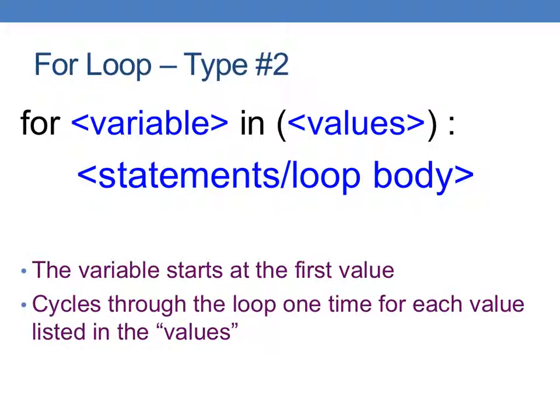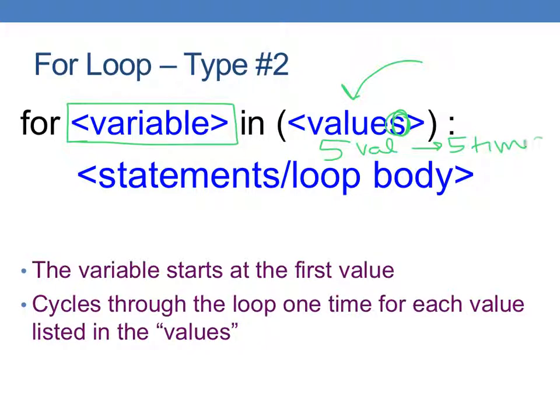a little bit different. So this one says for, it has that same variable that you can choose the name of, and notice this says values. So what you're going to do here is put multiple values in here, and your variable is just going to become equal to those values as it runs. So if you have 5 values in here, the loop runs 5 times. If you have 10 values in there, the loop runs 10 times.